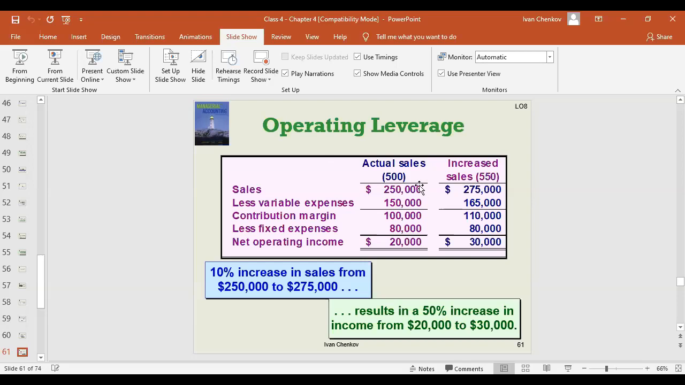Right. So let's change the operating income. Did the operating income increase by 50%? Yes. So you see now, a 10% increase in sales will generate you a 50% increase in operating income. Makes sense? Yeah, it does.